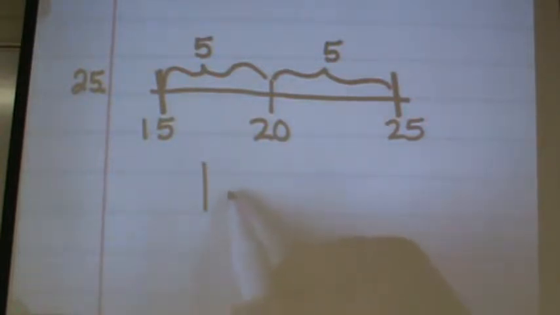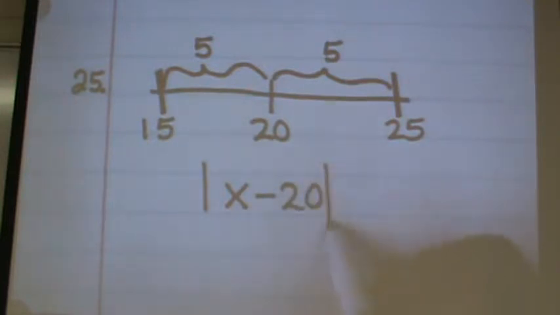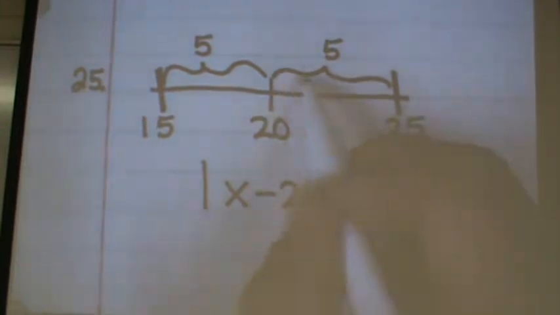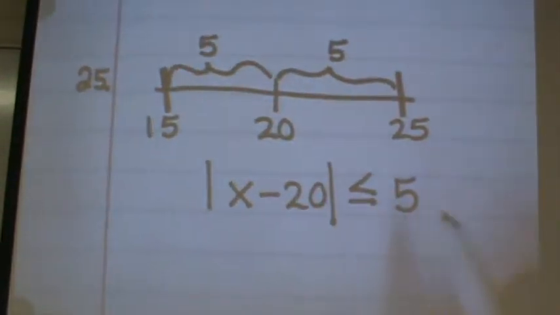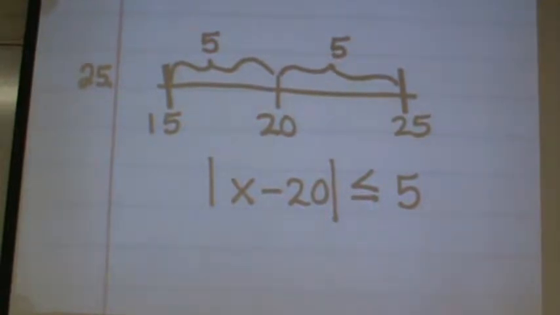So when you write this as an absolute value, it's going to be |x minus 20| is less than or equal to, and then how many units are you equally apart from 20? And that would be 5.